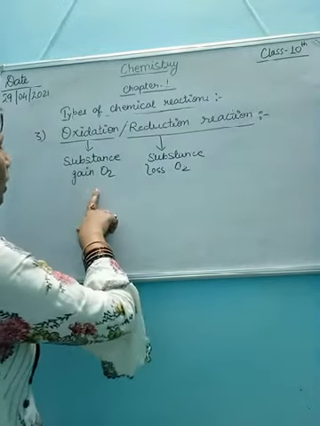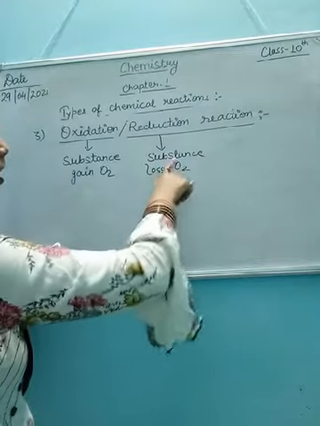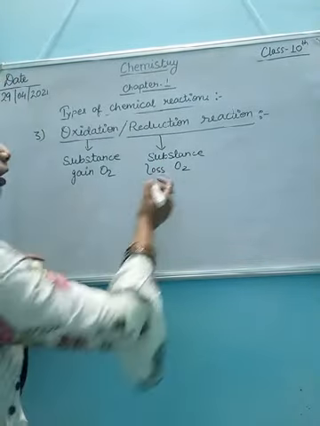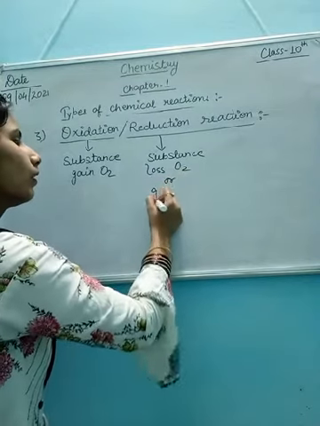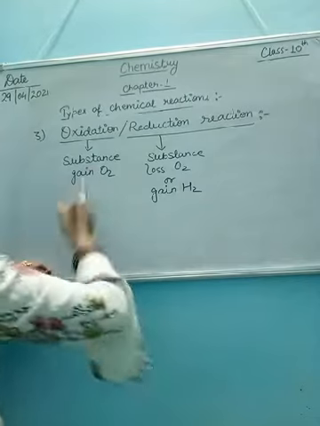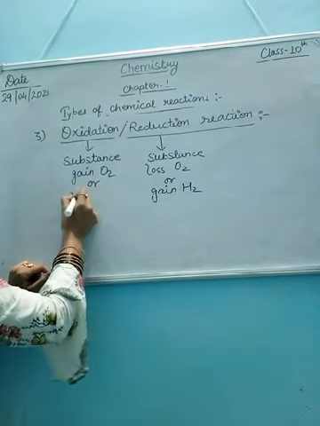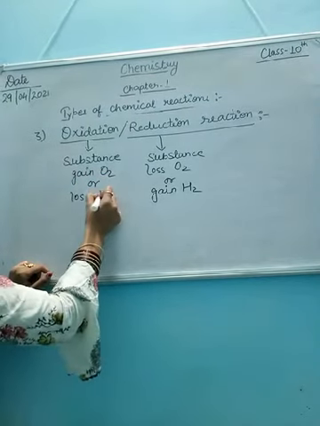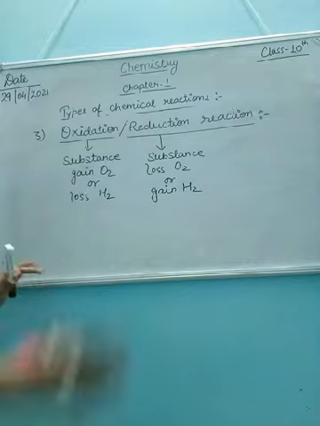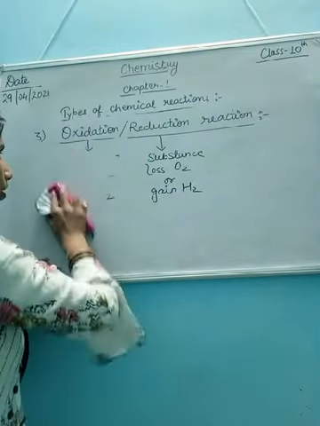In oxidation reaction, substance gains oxygen, and in reduction, substance loses oxygen or gains hydrogen, or loses hydrogen in the case of oxidation. This is all about oxidation and reduction. See example of oxidation and reduction.